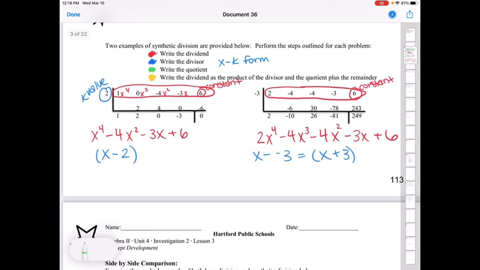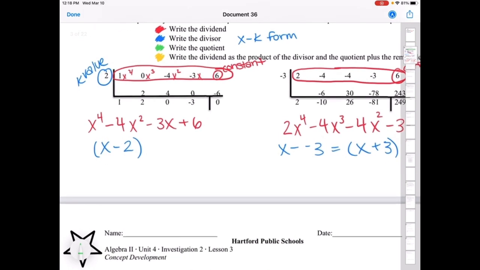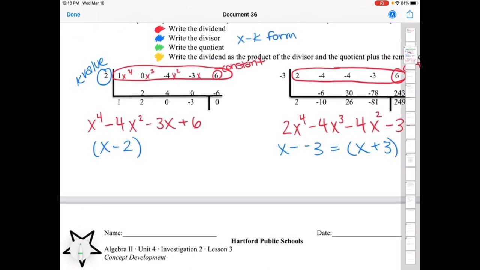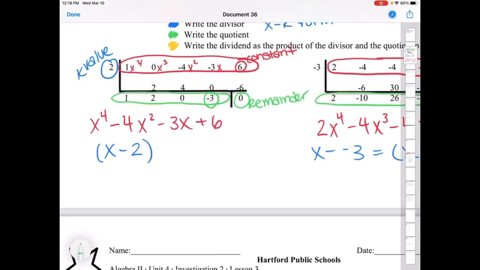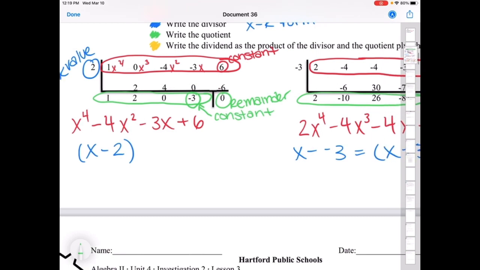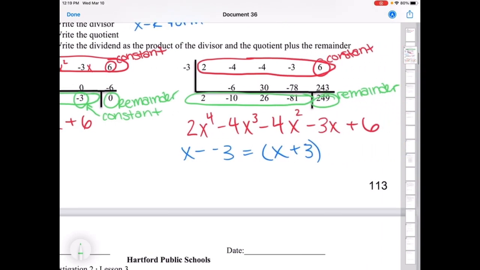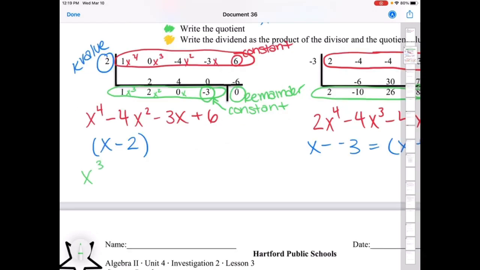In green, I'm going to write the quotient. So for the quotient, we're going to be looking at the bottom row after all of our calculations. We have our remainder on the rightmost, and then it's going to go right to our constant. Then from that moment on, it's going to increase in degree, going to the left. Same thing here. This is my constant, x to the 3rd plus 2x to the 2nd, no need to write the 0x, minus 3. And this is my quotient.